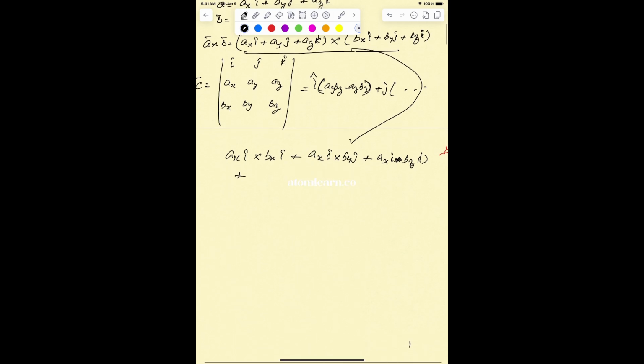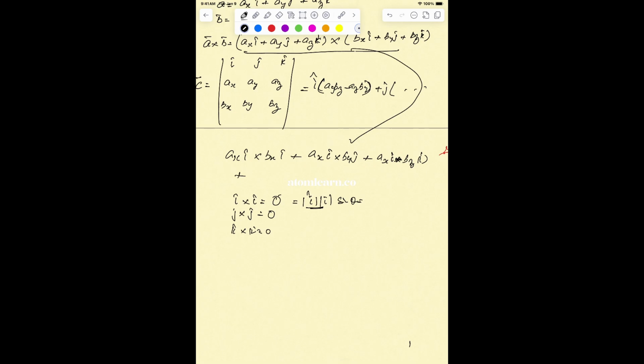i cap cross i cap equals 0. Why do I say that? Because by definition we know i cap cross i cap is equal to the modulus of i into the sine of the angle between i cap and i cap. What is the angle between i cap and i cap? 0 is the angle between the same vector i cap and i cap. Therefore sine 0 is 0. Therefore i cap cross i cap is going to be 0. Similarly, j cap cross j cap is going to be 0. k cap cross k cap is going to be 0.